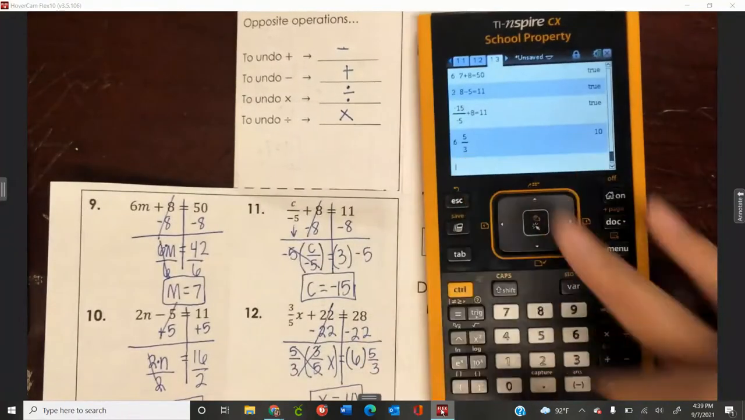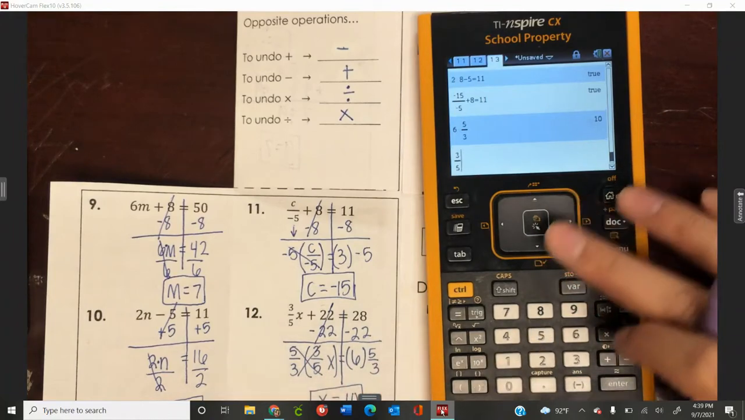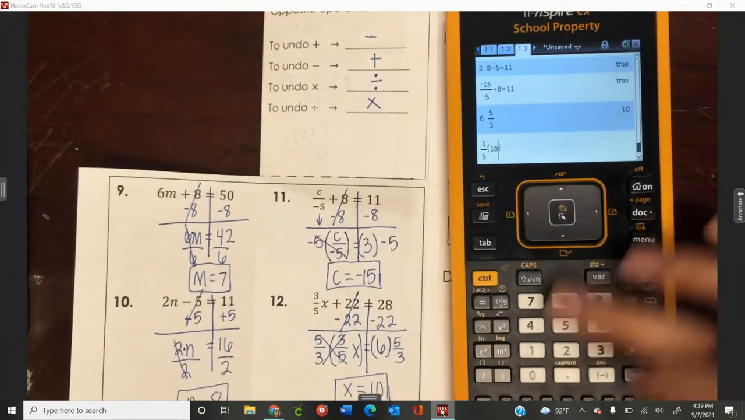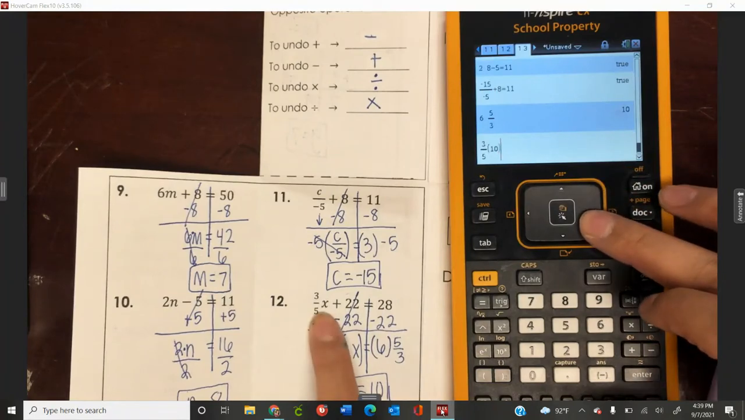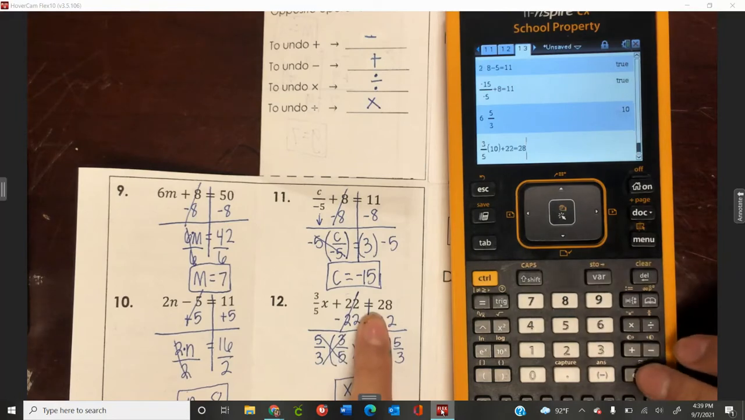Checking this in your calculator, we have control divide, 3 on top, 5 on the bottom. And for our value of x, we found it to be 10. So here, in parentheses, we have a 10 for x. And when we add 22 to this, this should equal 28.